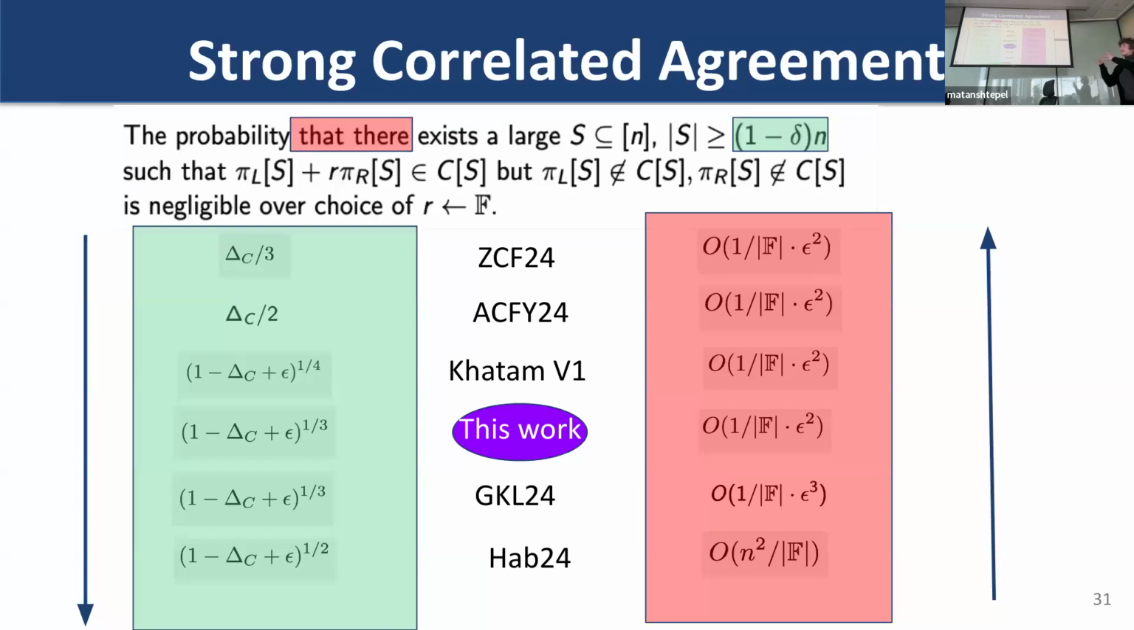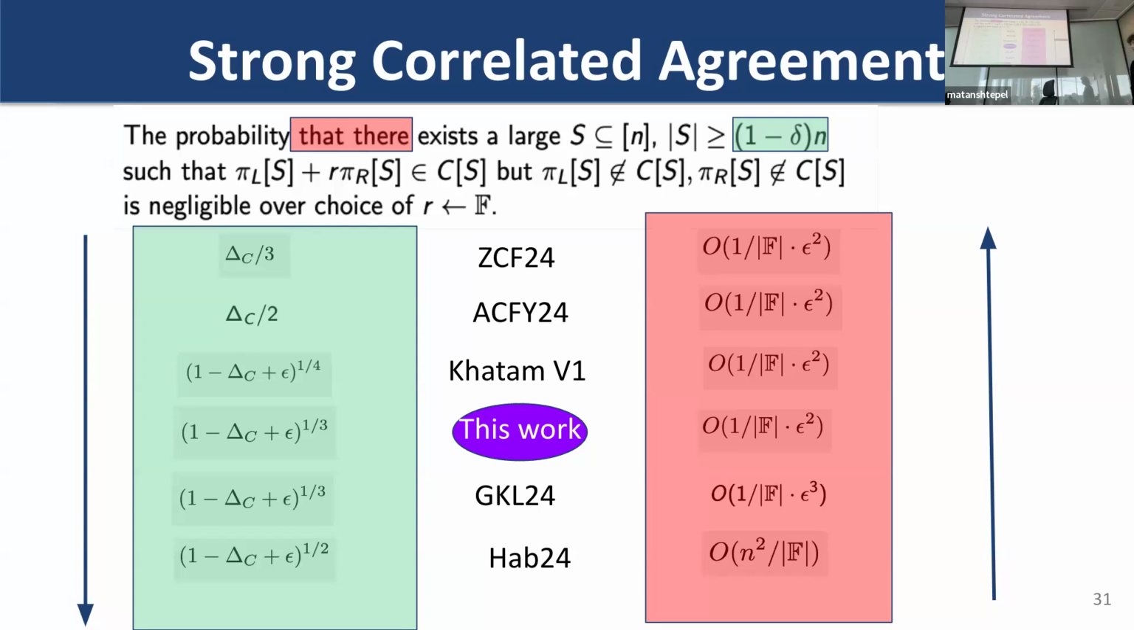Okay, so now this is the math statement about strong correlated agreement. One way to write it is: the probability that there exists a large subset of 1 to n, such that the linear combination on that set is consistent with the code word, but the two constituent vectors on that set are not consistent with the code word, is negligible.